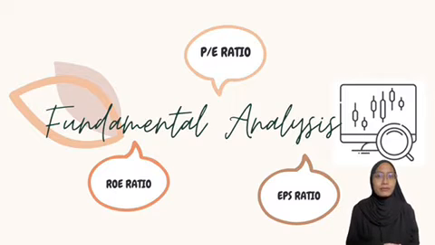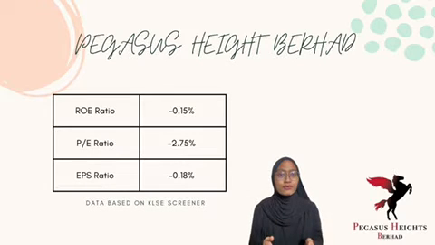Next, we move to the fundamental analysis strategy. Before investing in a certain company, we look at three ratios: ROE, PE, and also EPS ratio. For the first company, Pegasus Hyperhide, which is in the property sector, as shown in the table, it recorded negative ratios for those three indicators.